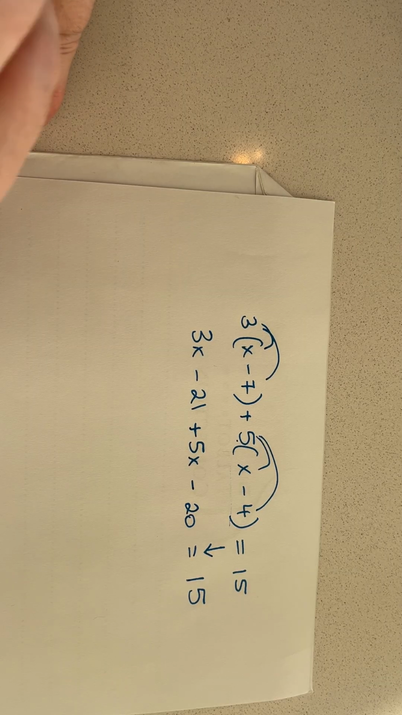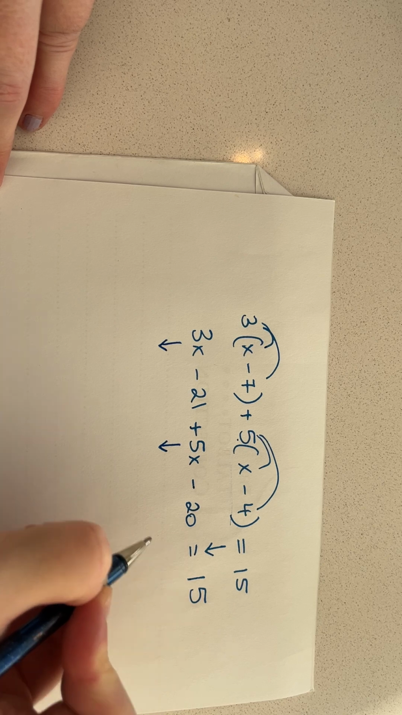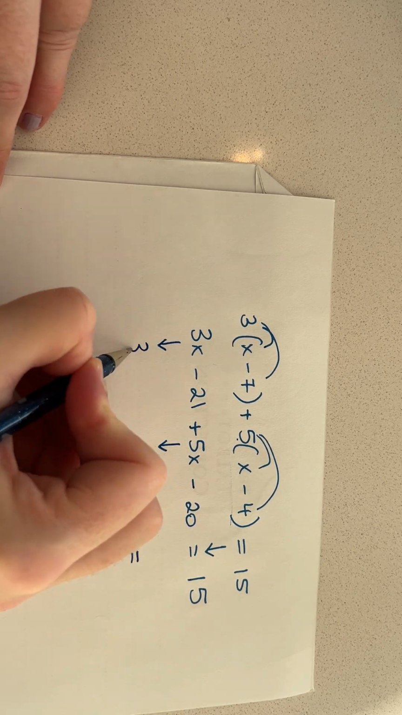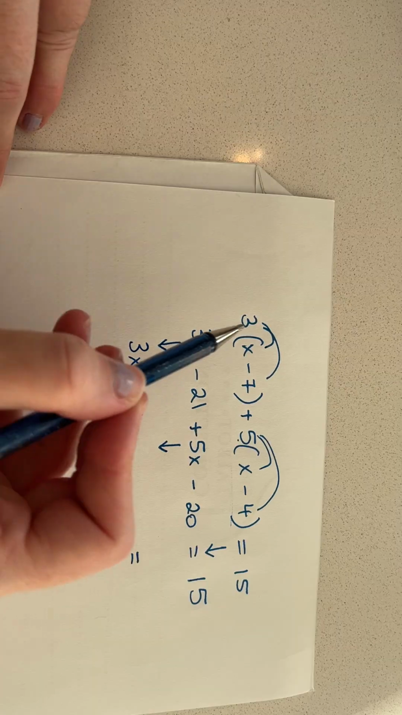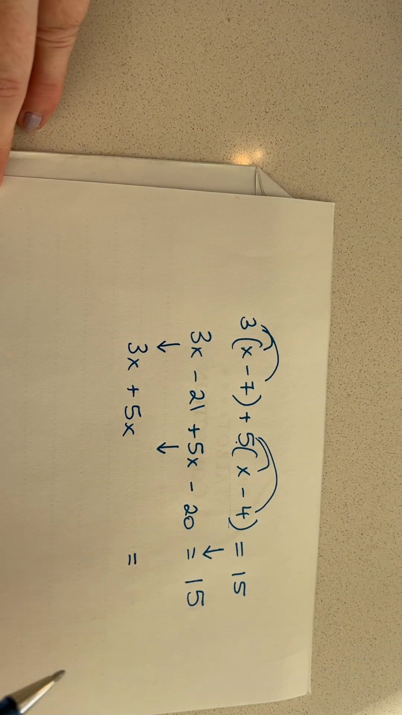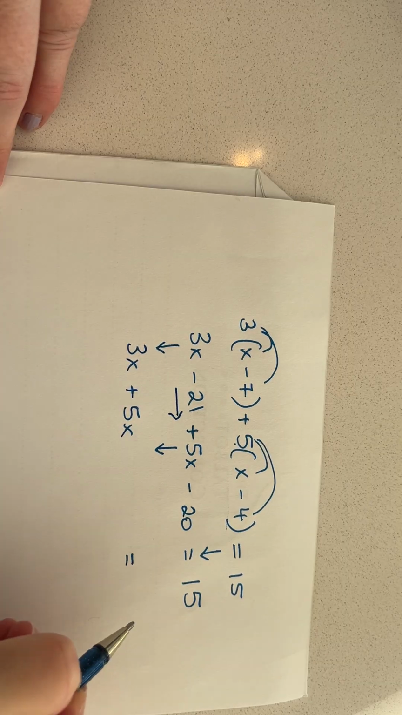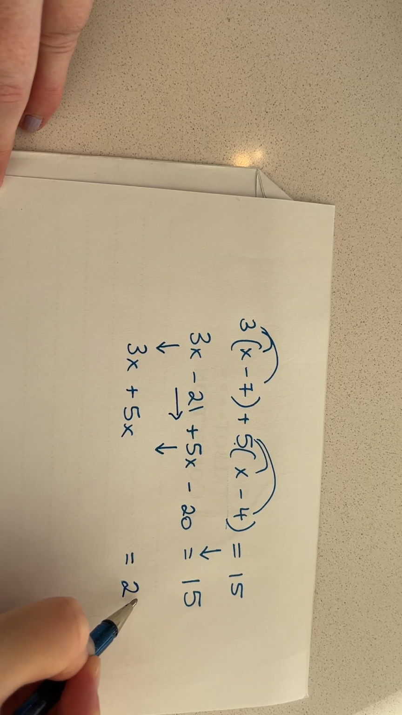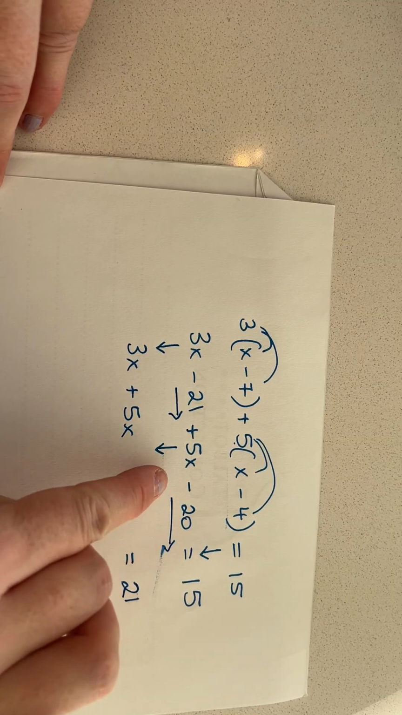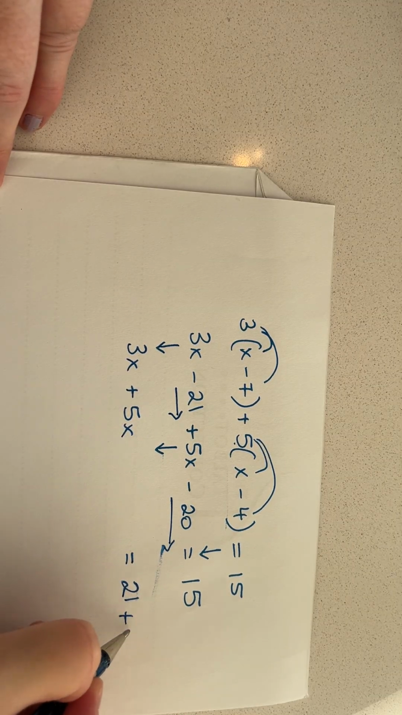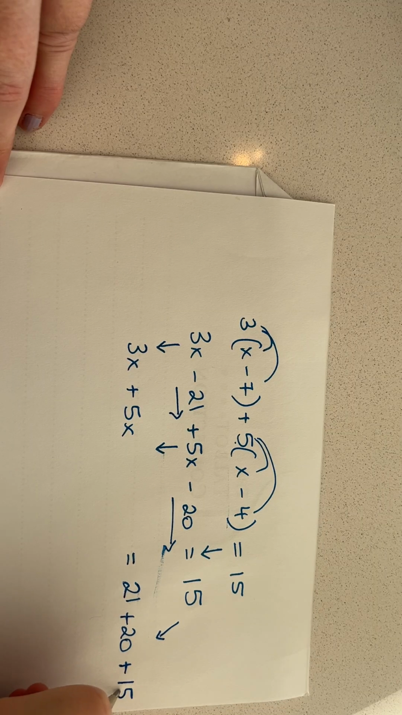So that's what I'm going to do. I'm going to leave the 3x and the 5x on this side. So there's no changing of sign because they're staying on the same side. And then on the other side, I'm going to move over the minus 21, so it becomes a plus 21. I'm going to move over, see, they're all crossing the equal sign, the minus 20, so it becomes a plus 20, and the 15 is staying where it is, so it's staying a plus 15.